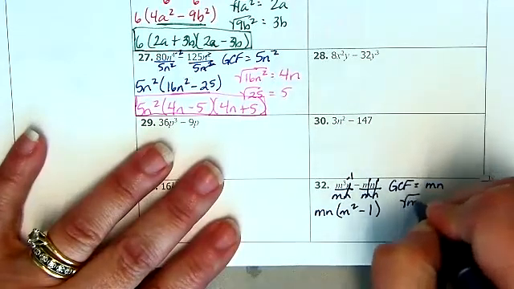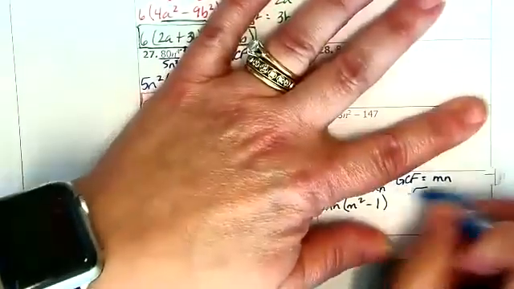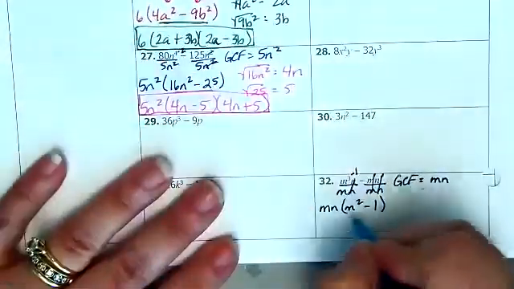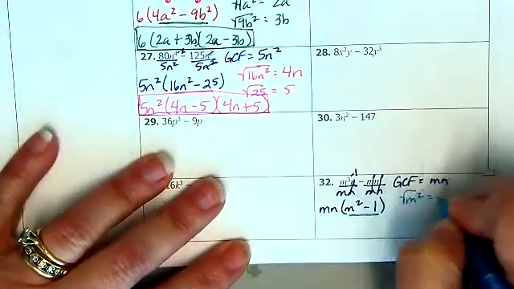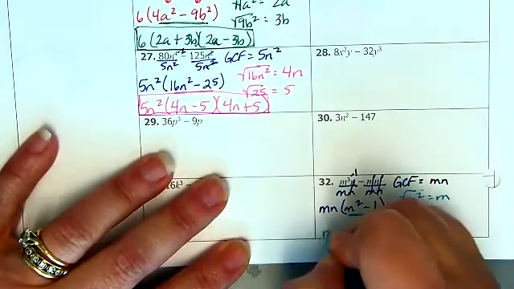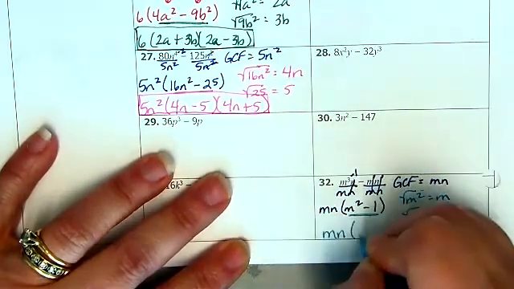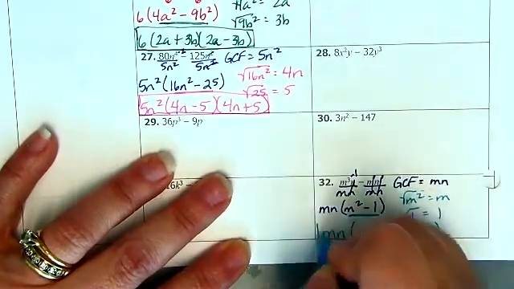I'm jumping ahead of myself here. I need to see if what's inside here is a difference of squares. So take the square root of m squared, which gives me m. The square root of 1 is 1. So I end up with mn, open parentheses, m plus 1 times m minus 1.